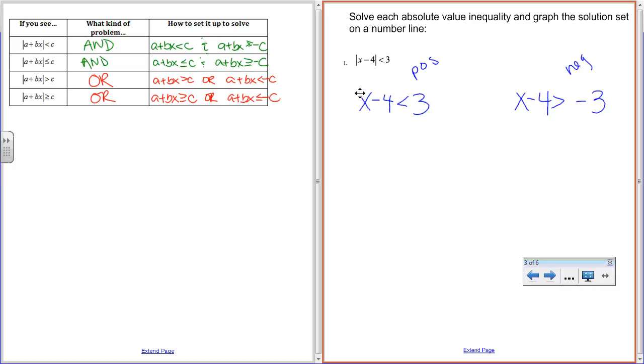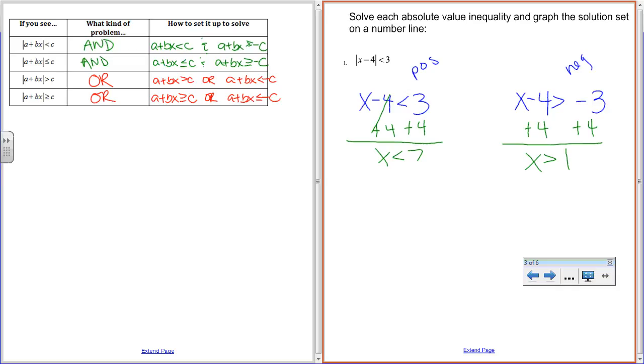All right, but now you have to solve them, so we're going to add 4. I don't do any graphing until I actually solve. I want x is less than 7. That's it? Well, not yet, because I have to solve this side, correct? And I want x to be greater than, what's negative 3 plus 4? 1. Now, I do need you to decide, is this an and or is it an or?